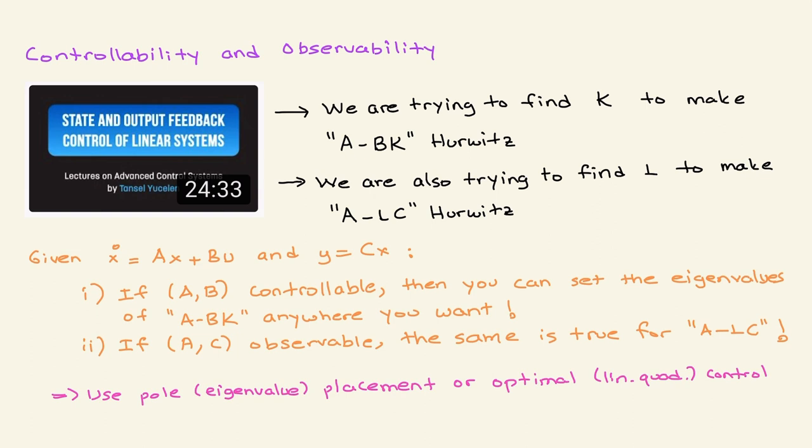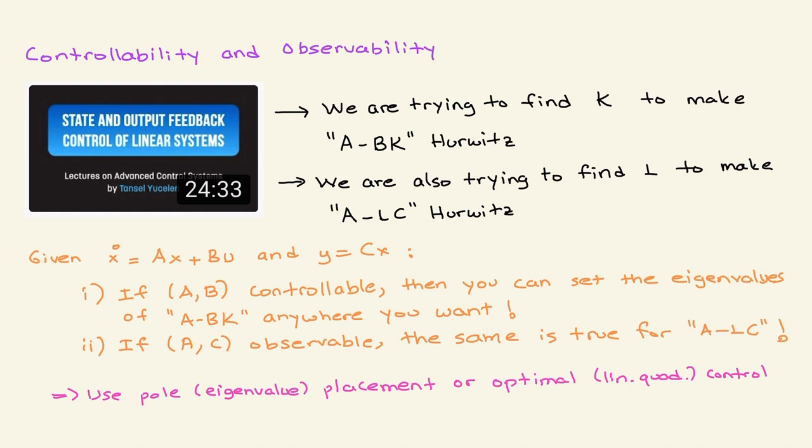So similar to my comment on controllable decomposition, if you want me to dive more in detail into controllability and observability, likewise stabilizability and detectability, and what happens if you don't have a controllable system or an observable system, then you need to perform controllable decomposition and observable decomposition. That will give you an idea about whether the eigenvalues that you cannot change are on the left half plane or not.